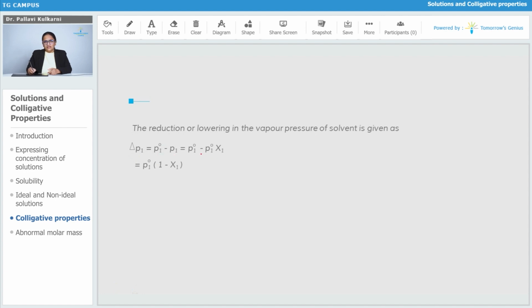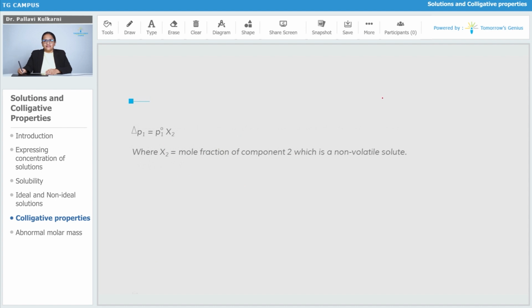The lowering of vapor pressure of the solvent, delta P1, will be given like this: P1 naught minus P1. Instead of P1, I can write P1 naught into X1, by Raoult's law. I can take P1 naught common, so it will be P1 naught into (1 minus X1). Now, what is 1 minus X1? The sum of mole fractions of all components present in the solution is always equal to 1. Therefore, 1 minus X1 is nothing but X2. So delta P1 is equal to P1 naught into X2, where X2 is the mole fraction of component 2, the non-volatile solute.